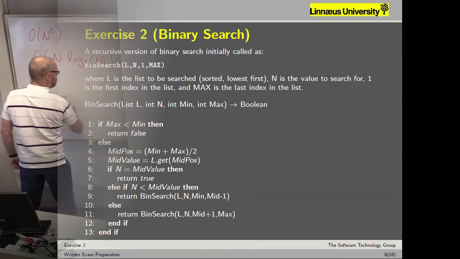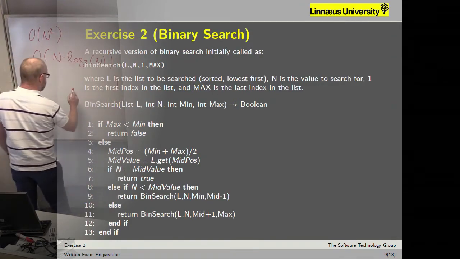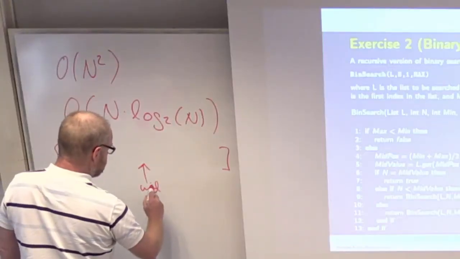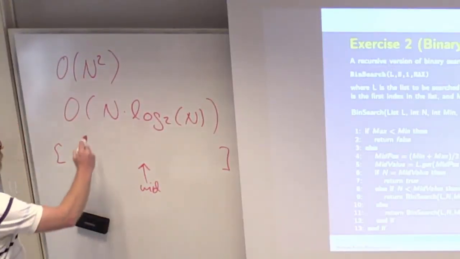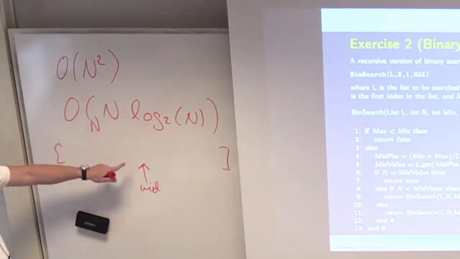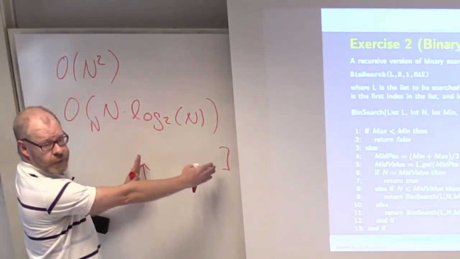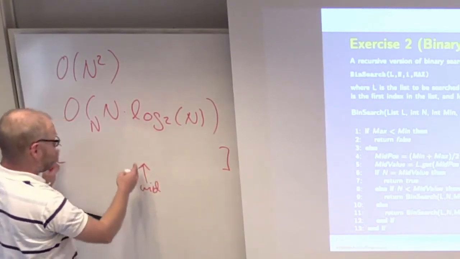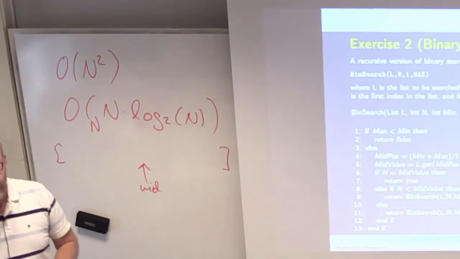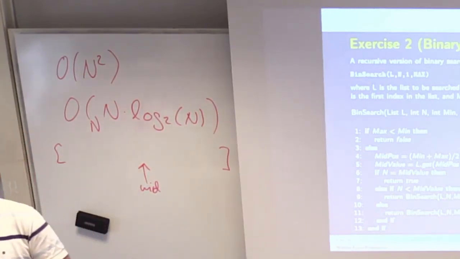So basically the idea is that we are taking a look at the mid element here, and we are searching for some element n, and if this one is larger than this one, we should search in this part of it. Otherwise, we should search in this part of it. What was the time complexity of binary search?